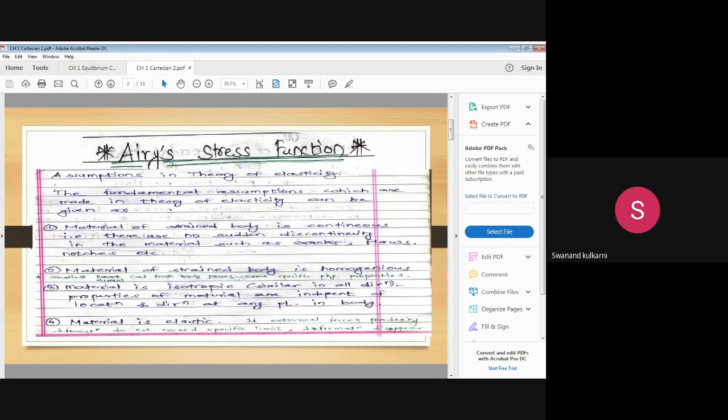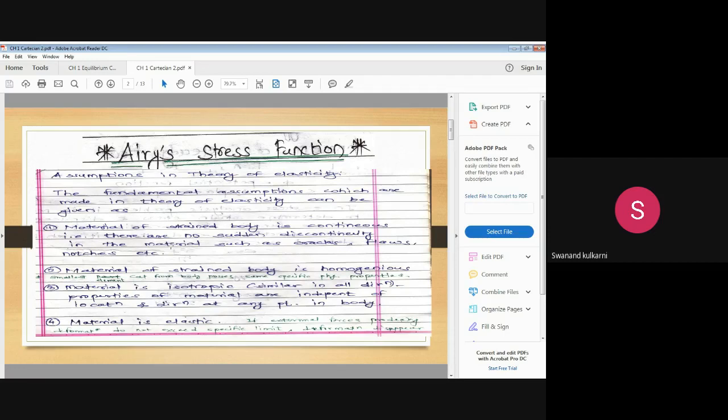But whatever the assumptions were present in strength of material or in analysis of mechanical element, the same assumptions we are considering for this theory of elasticity. So out of which, the first assumption that is considered is that the material of the strained body is continuous. Is it okay? So when we consider a continuous type of material, that indicates that there are no kind of discontinuities.